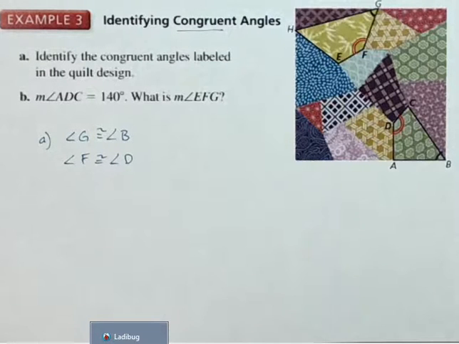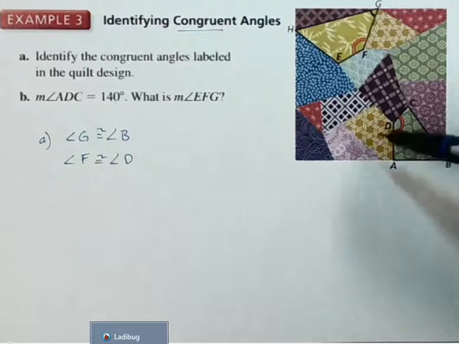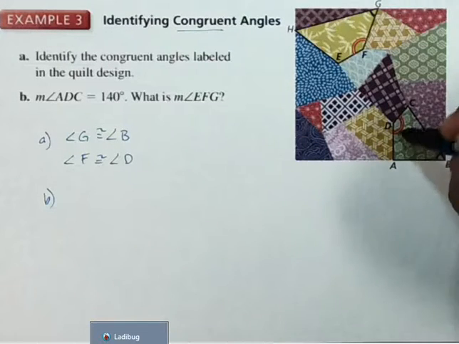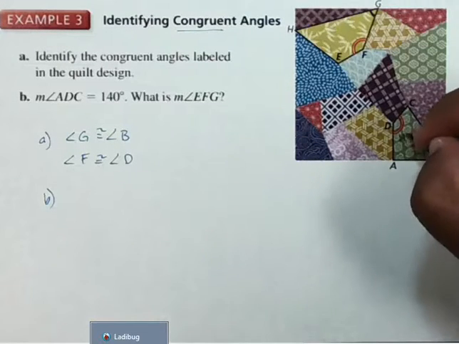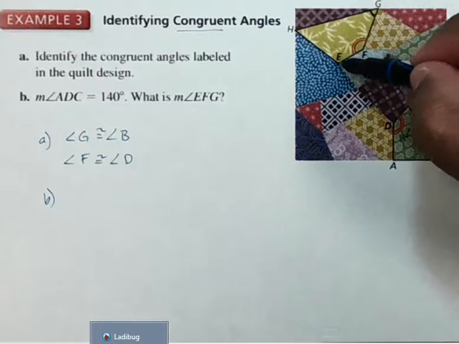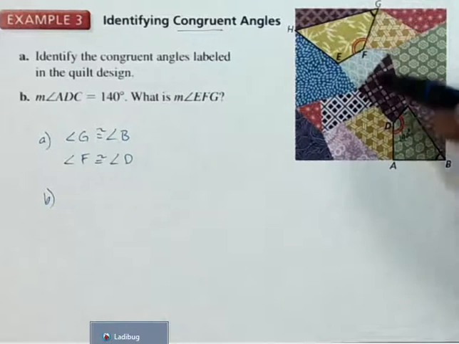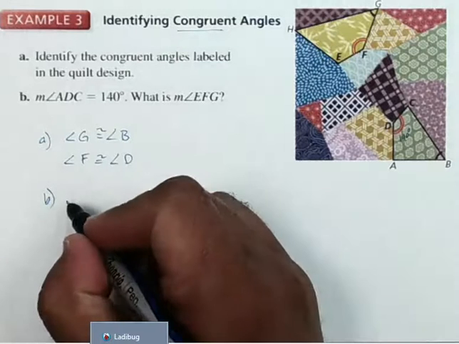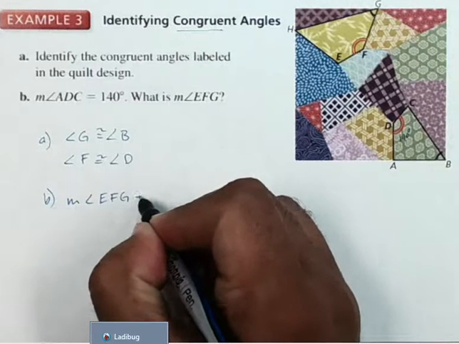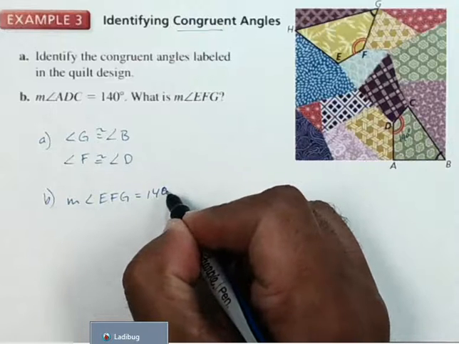All right. So if we look at part B, the measure of angle ADC, so that's this angle, is 140 degrees, what is going to be the angle measurement of angle EFG? Well, since they both have the same number of tick marks, that means that angle EFG is also going to be 140 degrees.